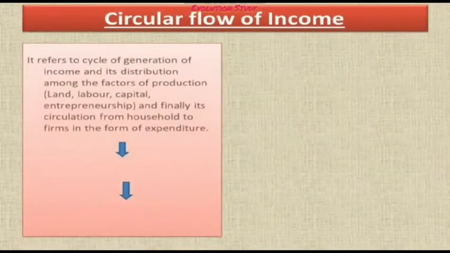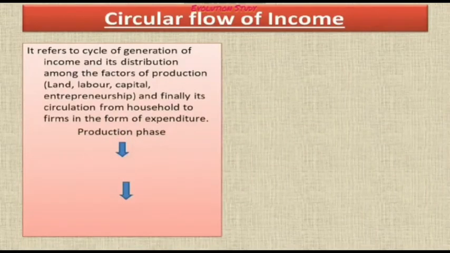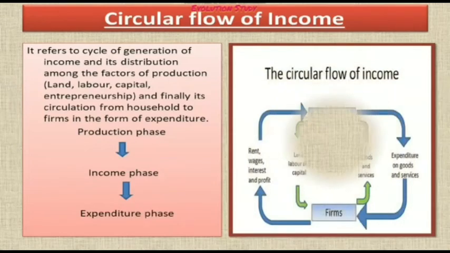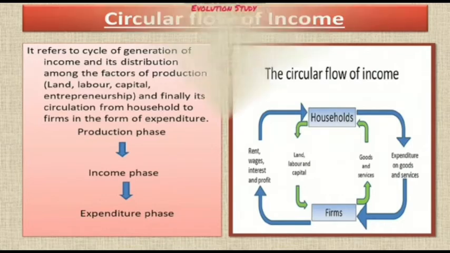Now here you can see that a circular flow of income is given. It refers to a cycle of generation of income and its distribution among the factors of production, which are land, labor, capital, entrepreneurship, and finally its circulation from households to firms in the form of expenditure, which means first the production phase, then the income phase, and then the expenditure phase. A chart is also given on the right hand side for detailed information.